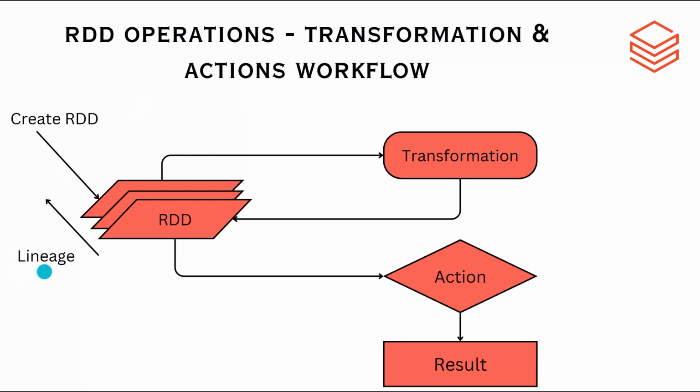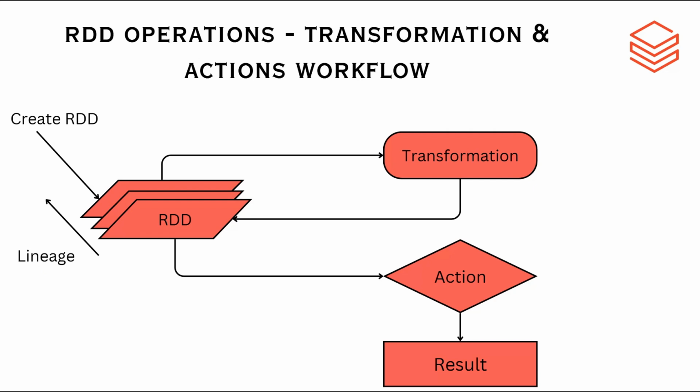Here, lineage refers to metadata that Spark keeps about the transformations applied to an RDD. This keeps a record of all the transformations, and it helps to recover lost data. If a partition in an RDD is lost, Spark can recompute it using this lineage information.